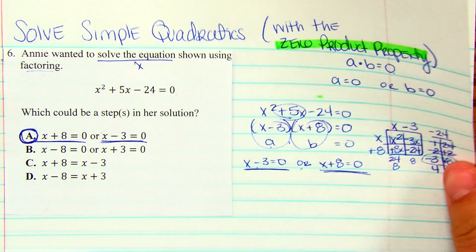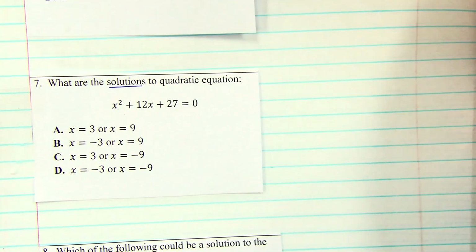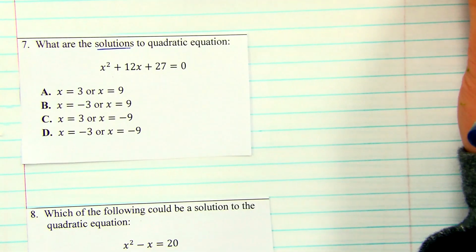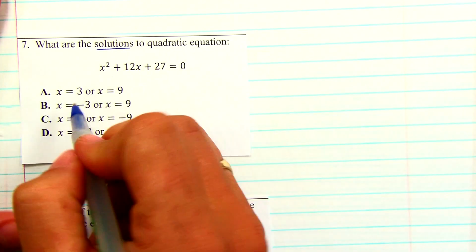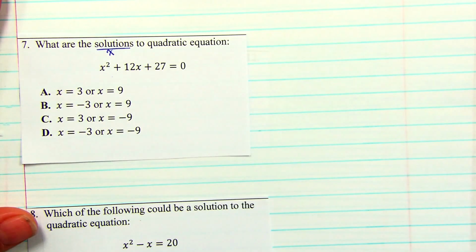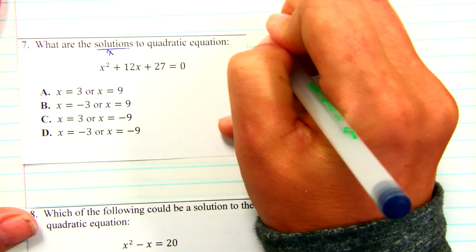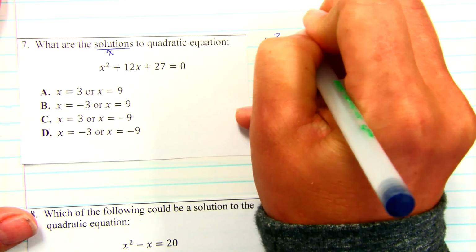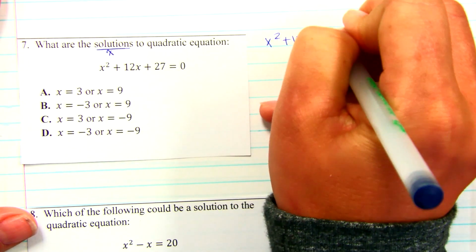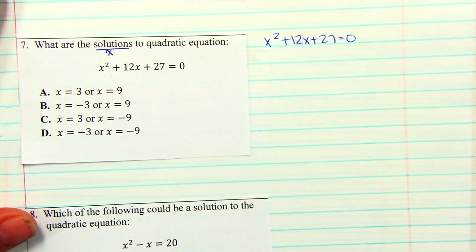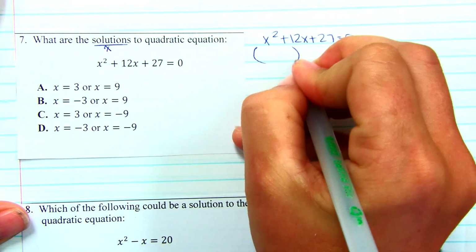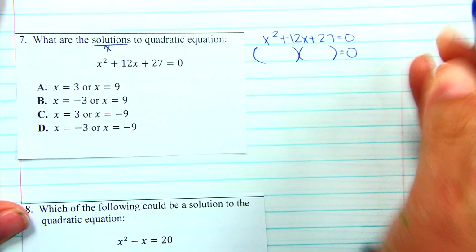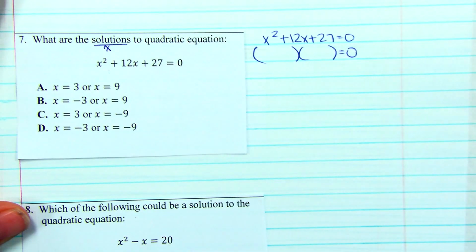The next one, however, we are going to solve. What are the solutions to the quadratic equation? Solutions meaning values of x that make this equation true. The way that I'm going to solve this is I'm going to first factor this into two binomials so that I could set each of those binomials equal to 0 and solve for x.